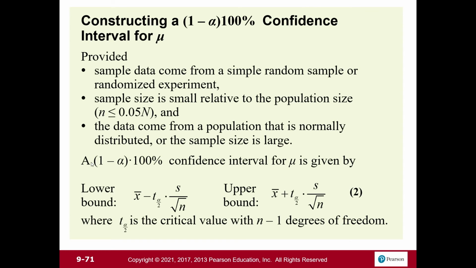And here we have it. A 1 minus alpha times 100% confidence interval for mu is given by the lower bound, the mean, minus the student t distribution t sub alpha over 2 times s over square root of n, and the upper bound, we're going to be adding that t sub alpha over 2 times s over square root of n. And they also say that t sub alpha over 2 is the critical value with n minus 1 degrees of freedom.